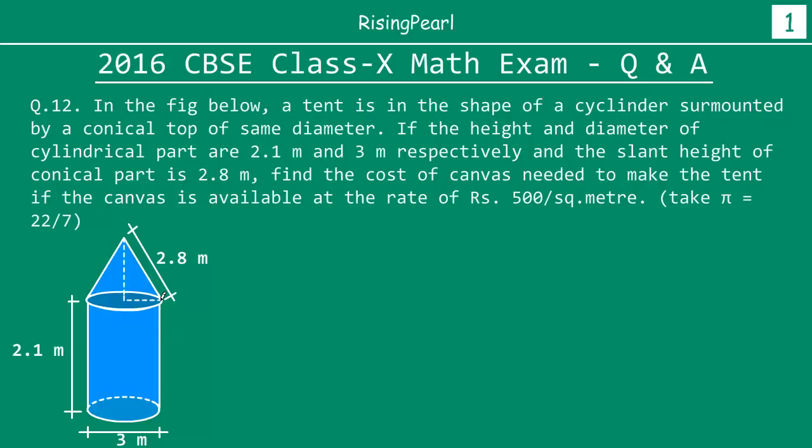So we have a tent. There is a cylinder, as we can clearly see, and this is the base cylinder, and on top there is a cone. They have the same diameter, right?